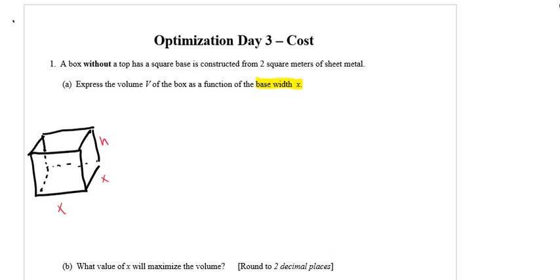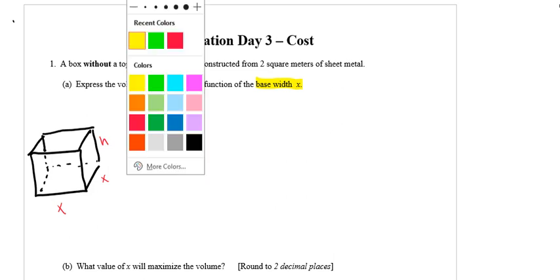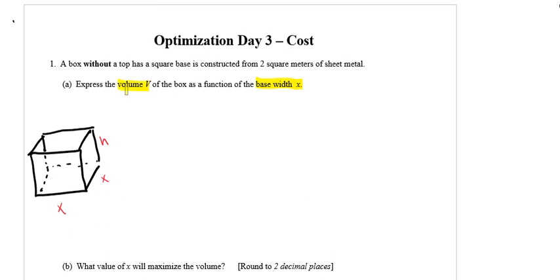They come right out in the problem and tell us they want us to work with volume. What they don't come right out and tell us is that the other formula we're going to be working with here is going to be surface area. How do I know surface area? Well, we've constructed this box using the 2 square meters. Constructing the box would be the left side, the right side, the front, the back, the bottom, and that is another name for surface area.